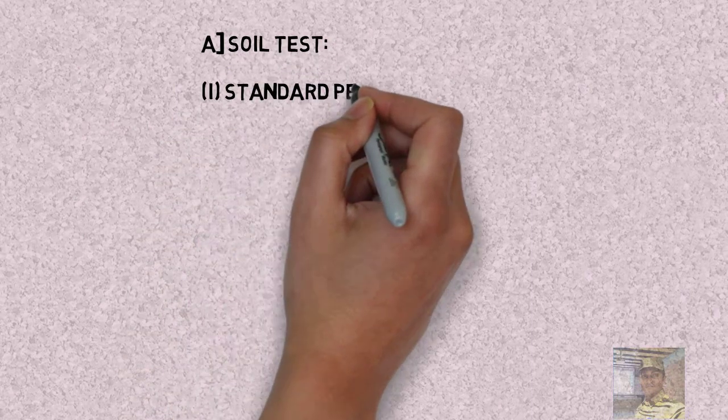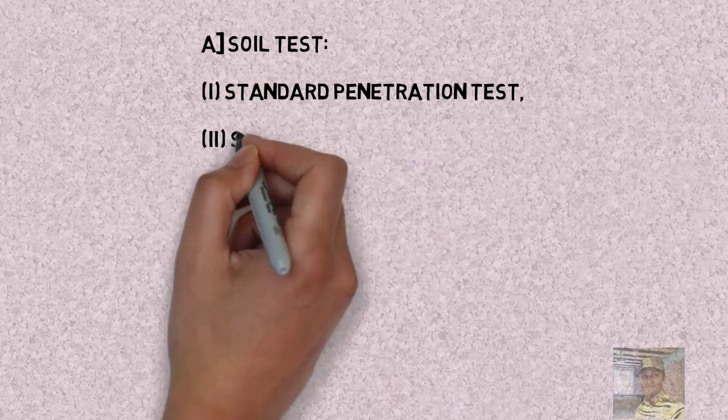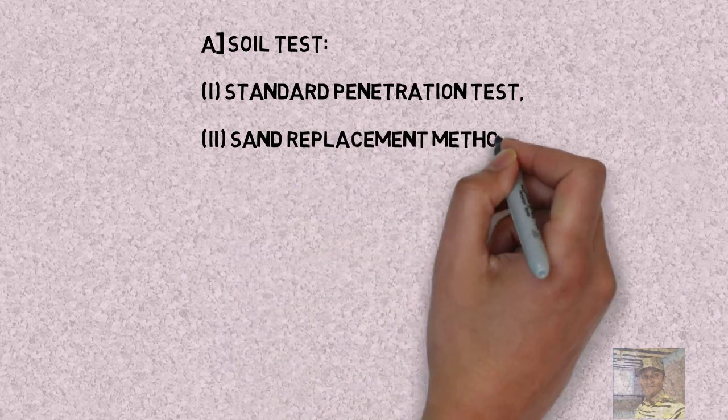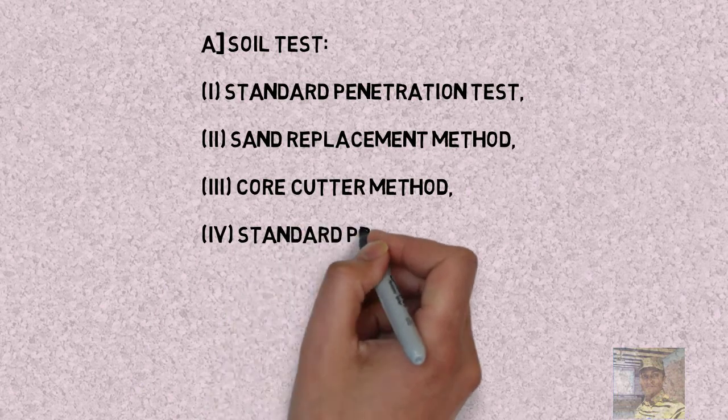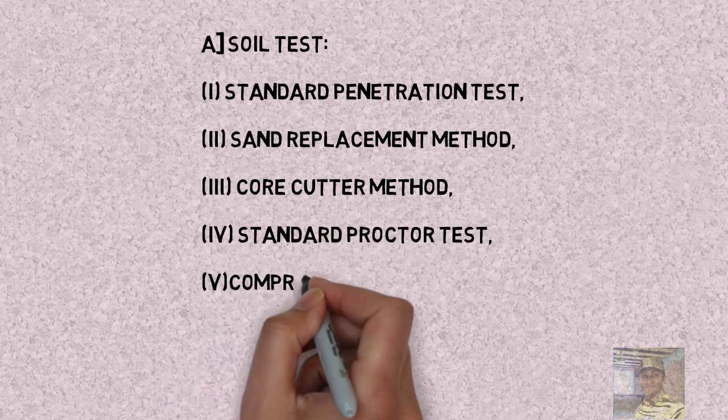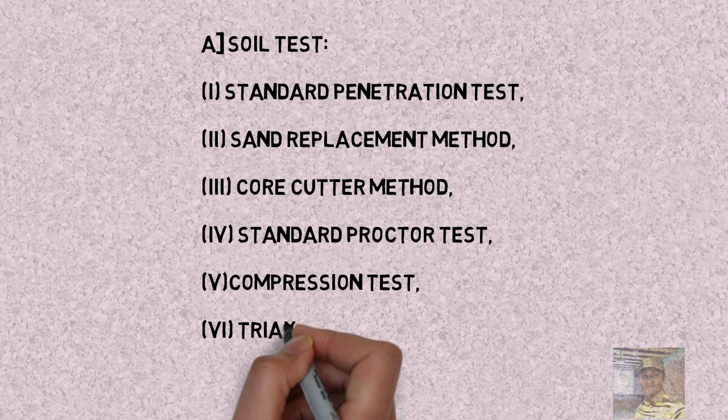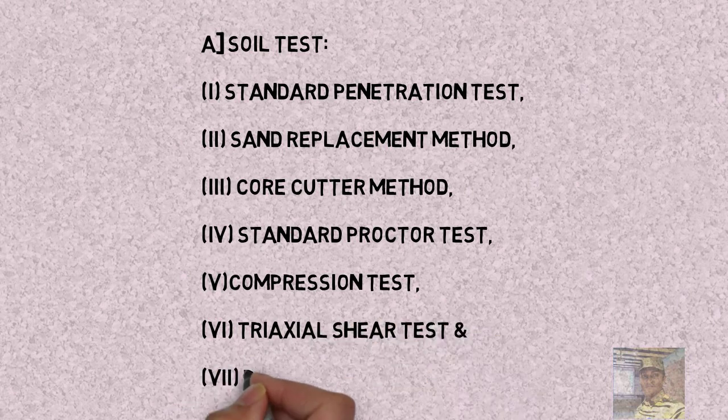Soil test. To know the classification of soil, the following tests are required: standard penetration test, sand replacement method, core cutter method, standard Proctor test, compression test, triaxial shear test, and permeability test.